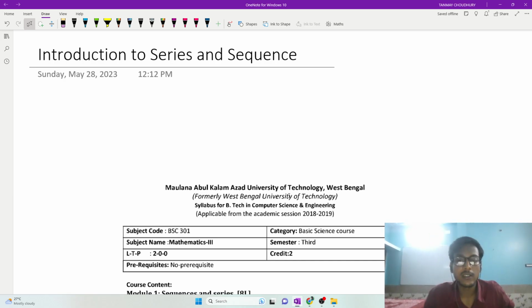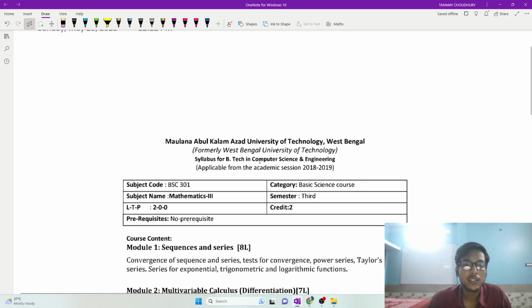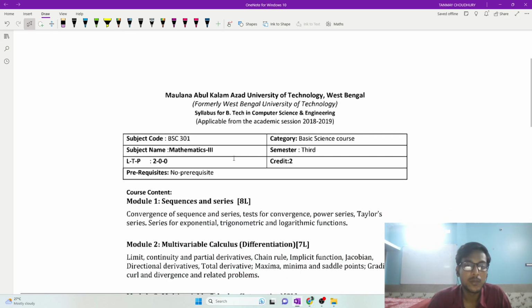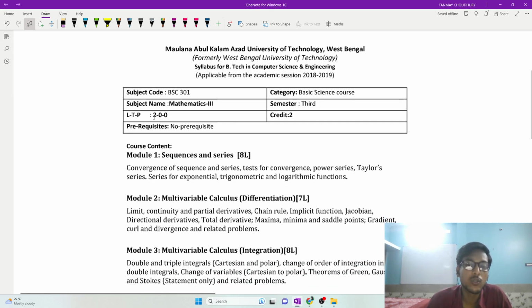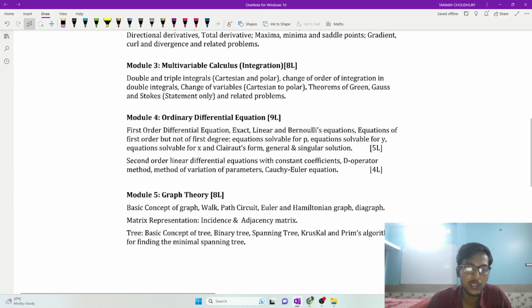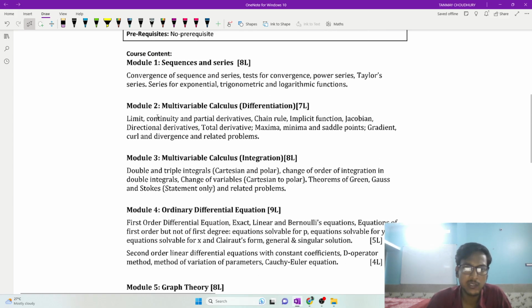Welcome students. So in this lecture series we will discuss the course BSC 301 Mathematics 3 for the third semester of the Computer Science and Engineering Department under the colleges of Maulana Abul Kalam Azad University of Technology. This is a 2-credit course, but the syllabus is quite large, we can say.